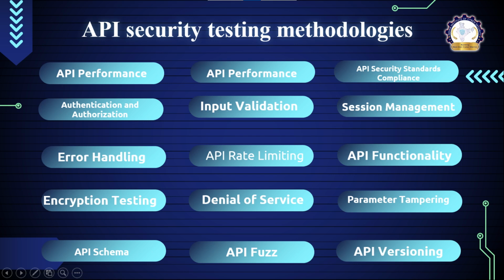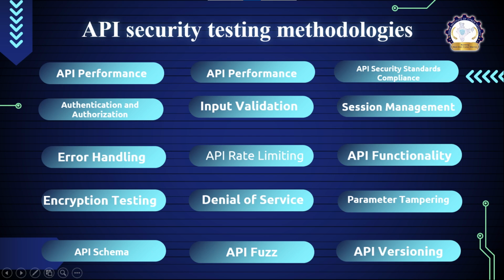The next one we have is API performance testing. This methodology involves testing the API performance under different load conditions. It aims to ensure that the API can handle a large number of requests and respond within acceptable time limits. The main goal of API performance testing is to identify any performance bottlenecks and then ensure that the API meets its performance requirements before it is deployed to production. This type of testing is critical in ensuring that the APIs are reliable, responsive, and able to handle the load that they are expected to receive.